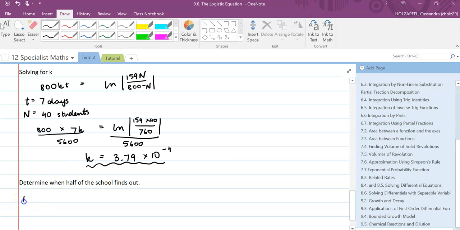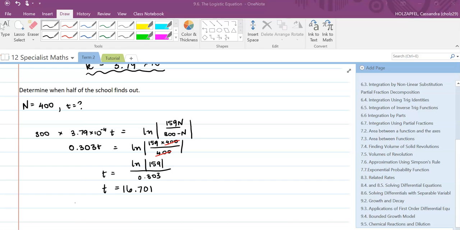So we know that n is going to be equal to 400 when half of the school finds out, and we're trying to solve for t. So after substituting in my value for k that I've determined and substituting in my value for n, because half of the school would be 400 students, I've determined that after about 16.7 days, the rumour is going to have spread to about half of the school.